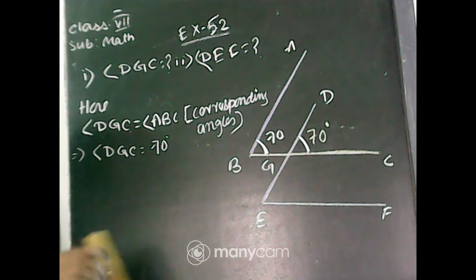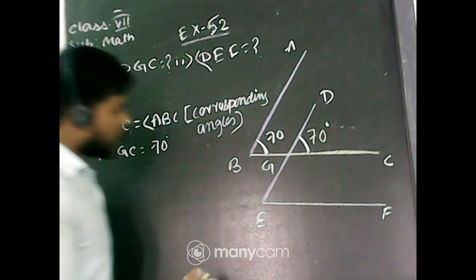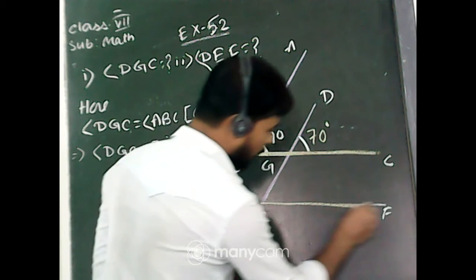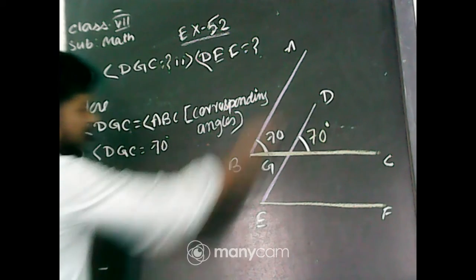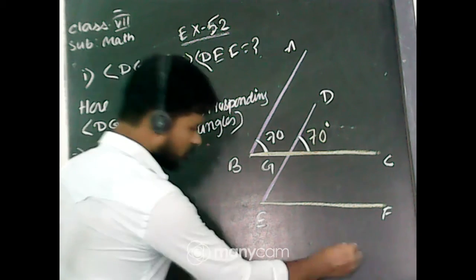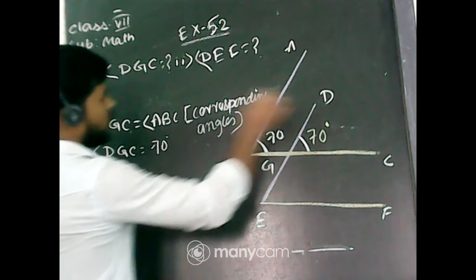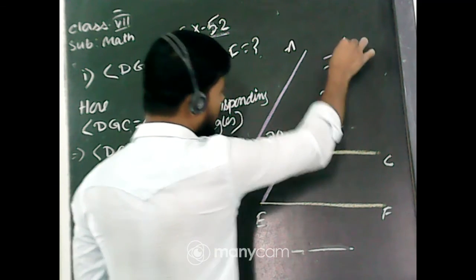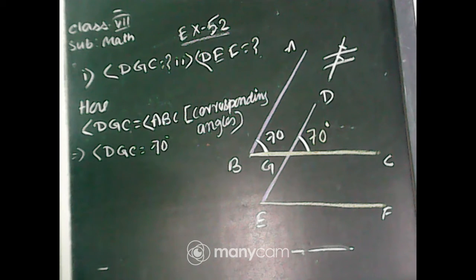Now we'll move to the second question. In the second question, it is given that the line BC and the line EF are parallel to each other, and DE is the transversal. So suppose there are two lines parallel to each other. I'm drawing it here: two parallel lines and one transversal. So these two angles are equal. Why are they equal? The reason is the same, because they are corresponding angles.